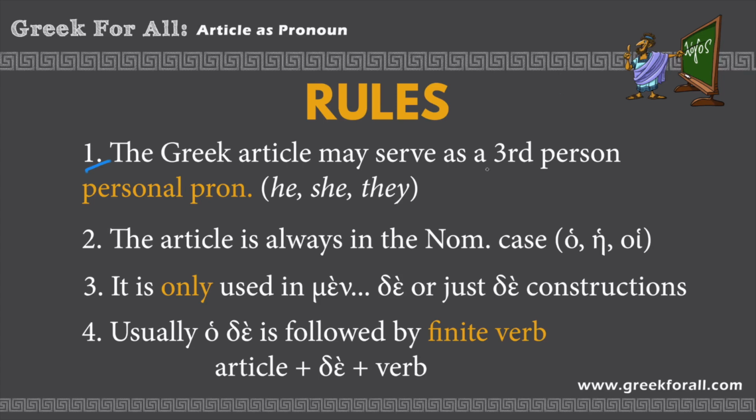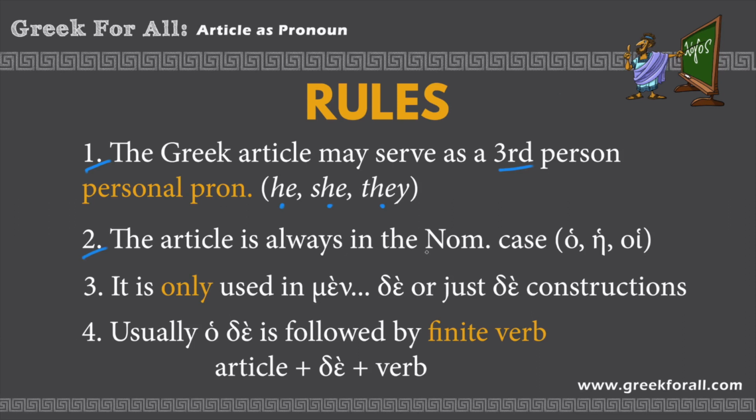So the rule number 1. The Greek article may serve as a third-person personal pronoun. So what it means is that it can only be translated as he or she or the plural they. That's it. This is how you're gonna translate it. Third-person personal pronoun.